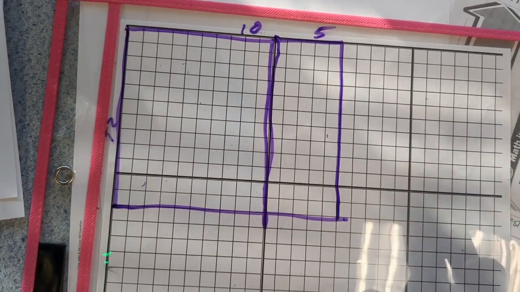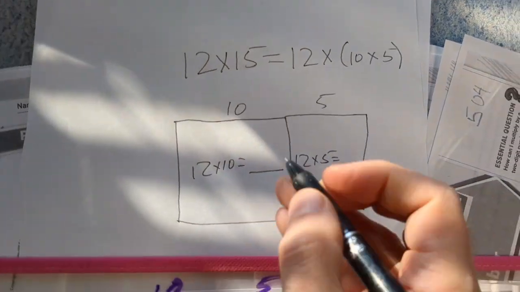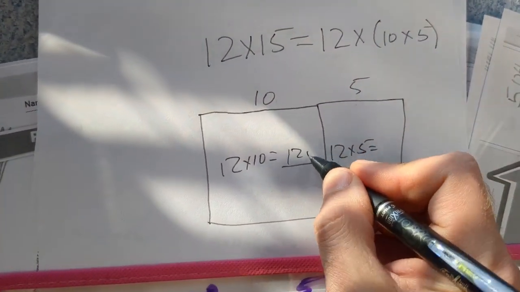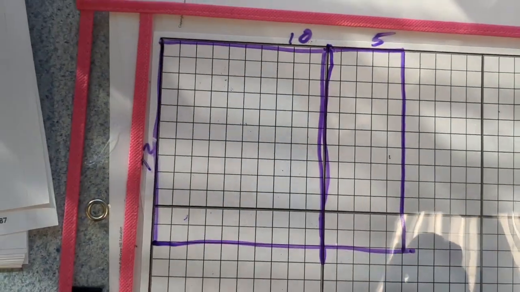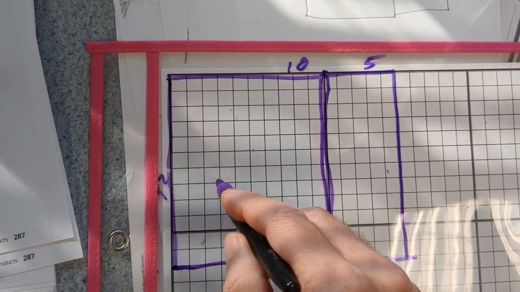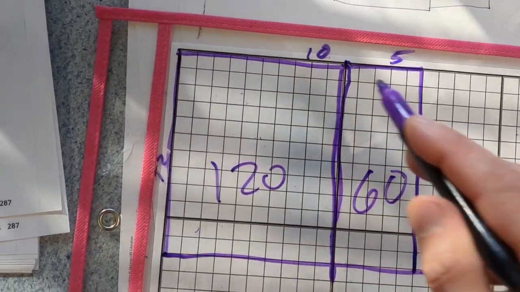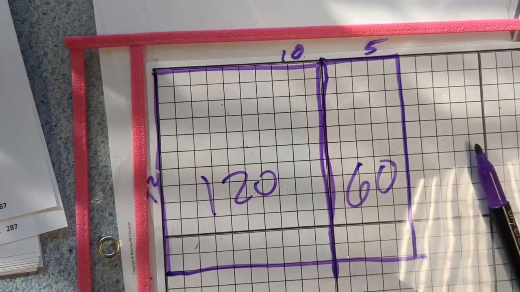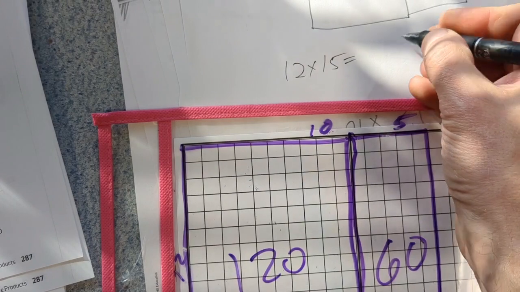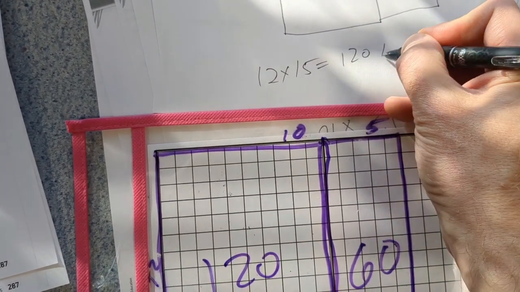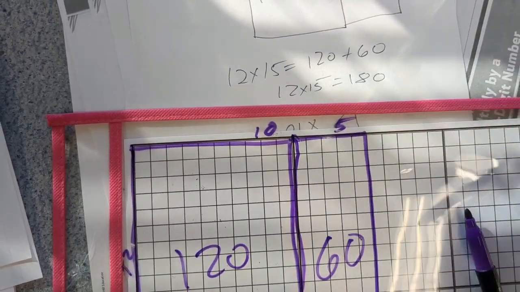And now I have two easier multiplication sentences. So 12 times 10 is 120. And 12 times 5 is 60. And I could even break it down further if I needed to. But here we would have 120 and 60. And now if we add these partial products together, we'll know that 12 times 15 equals 120 plus 60. So 12 times 15 equals 180.